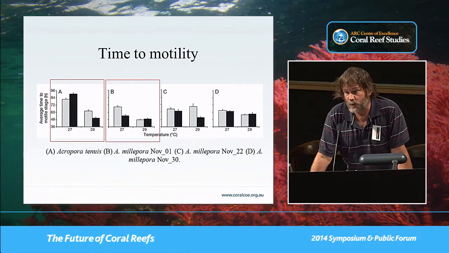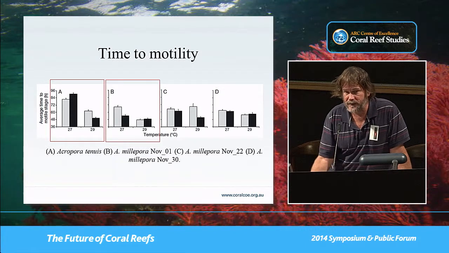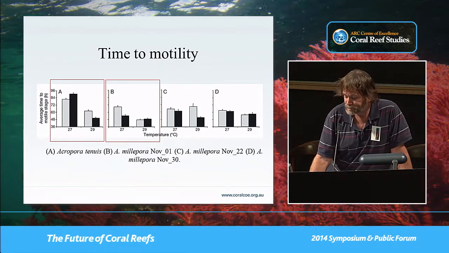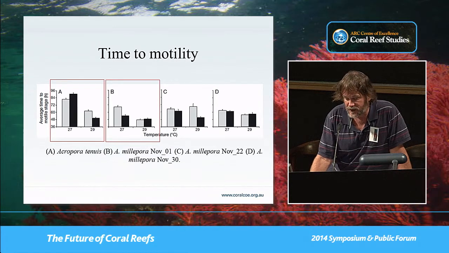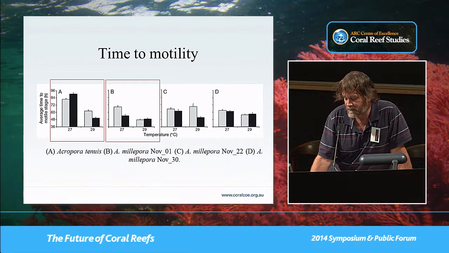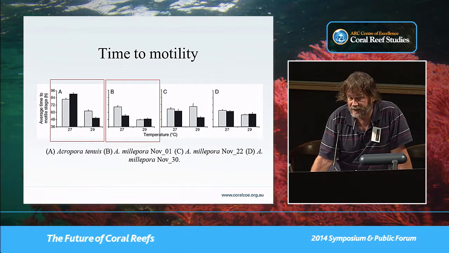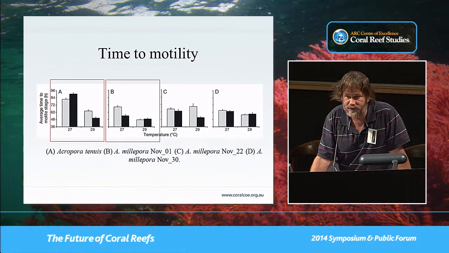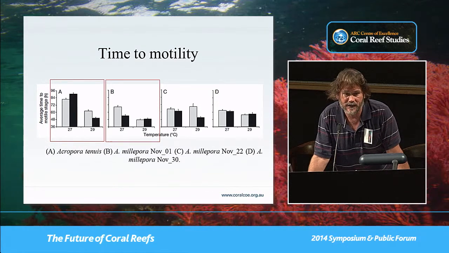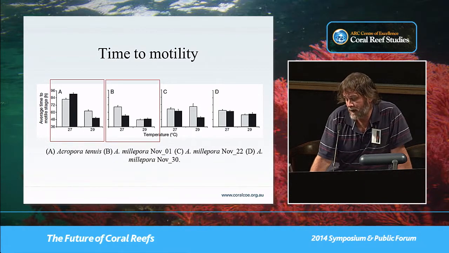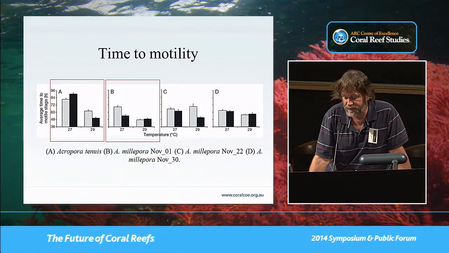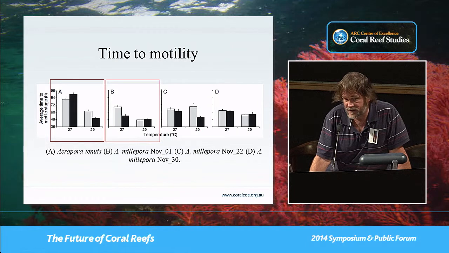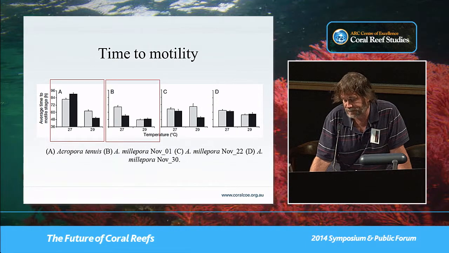The next variable we looked at was time to motility, so the time it took for the embryos to become motile. Here on the y-axis is the average time to motility, and again we did this 4 times. In the first experiment, we saw an interaction between acid and temperature. As you can see at the 27-degree treatment, the larvae are taking longer to become motile in the high acid treatment, in that black bar. So that's what you would expect, the developmental process being slowed down. But at 29 degrees, we saw the opposite effect. The time to motility was reduced in the high acid treatment.